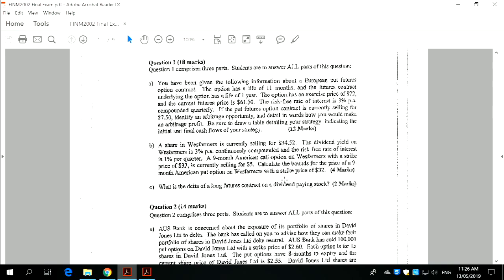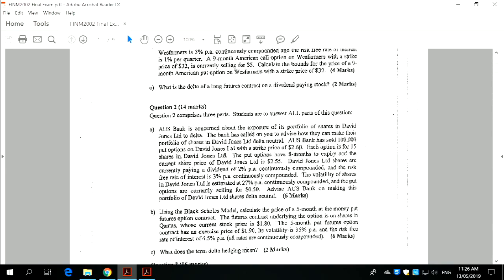The original delta should be 1, but then again, because we're earning an income yield on the margin account associated with this futures contract, that's why we need to remove the risk-free rate from the delta of the futures contract.